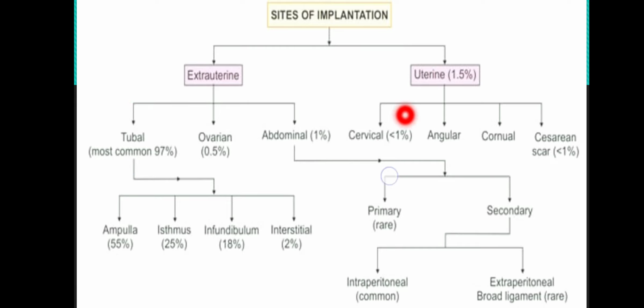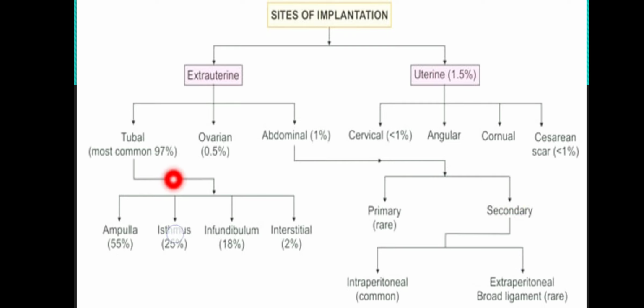So uterine meaning it can be in the cervix, just below the uterine endometrium. So it can be cervical, it can be angular, it can be cornual, it can also be cesarean scar. If this woman has had a previous Caesarean, implantation may occur at the site of the scar. Then extrauterine, you can have tubal, which is the most common site, ovarian, and then abdominal. Abdominal can be primary or secondary. Secondary meaning it can be intraperitoneal or extraperitoneal. Extraperitoneal meaning it occurs in the broad ligament.